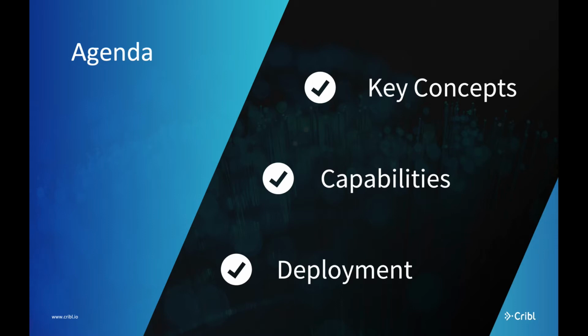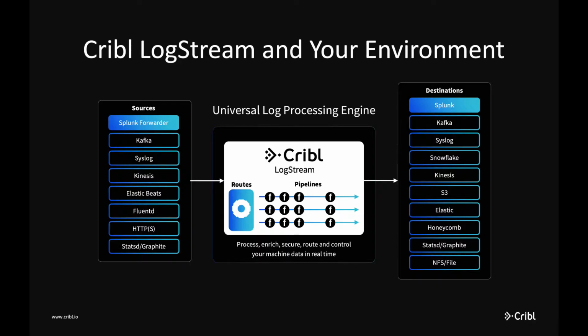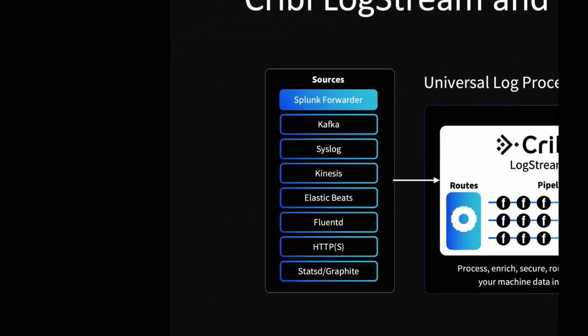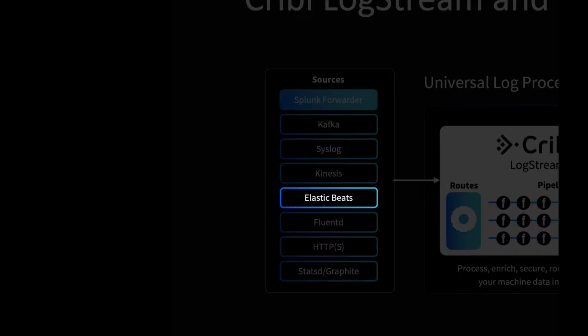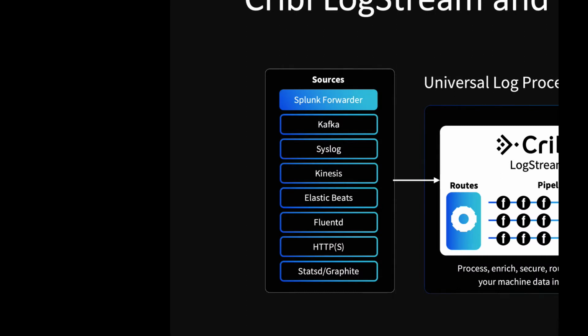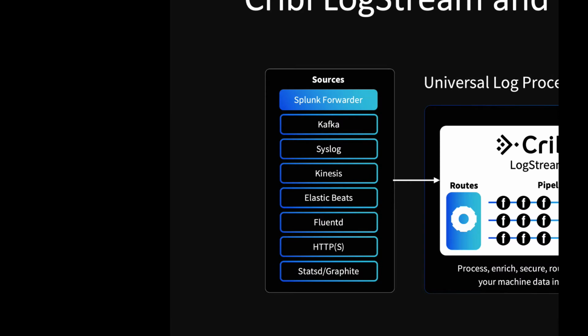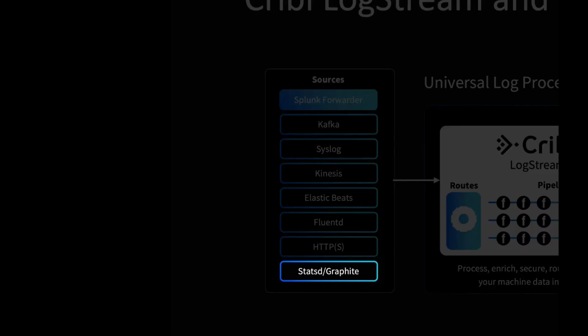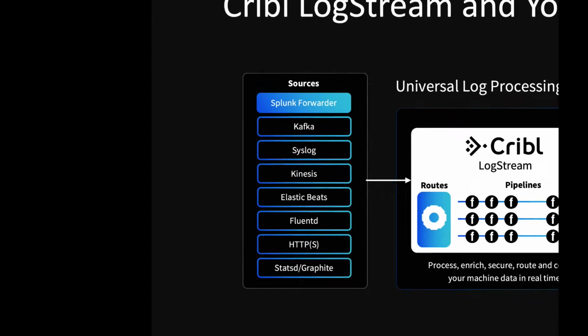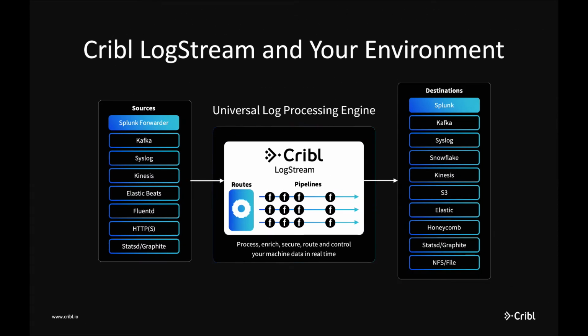First, let's review a basic architecture of Cribl. Cribl supports many different sources of machine data, including the most popular log shippers, such as Splunk's Forwarder, Elastic's Beats, Fluentd, the most popular event streaming platforms, such as Apache Kafka and Kinesis, and the most popular metrics protocols, like StatsD and Graphite, as well as metrics agents, such as Telegraf and CollectD.